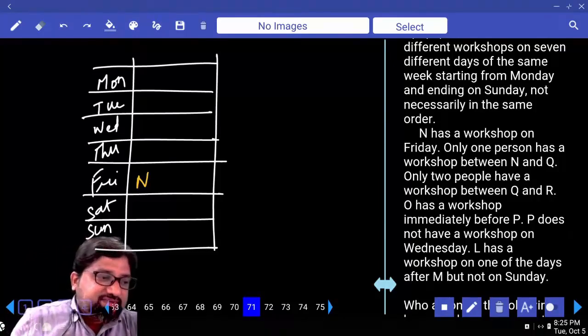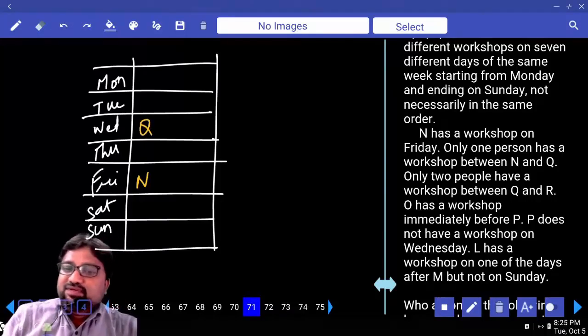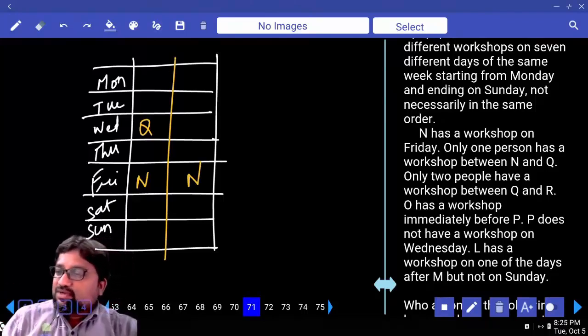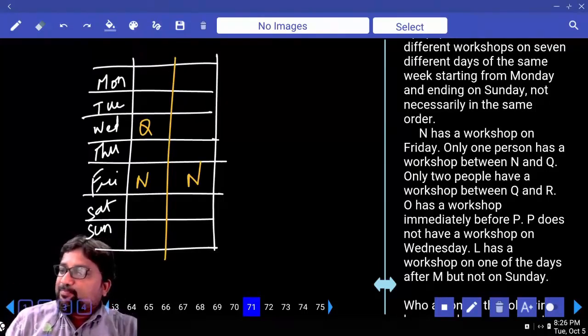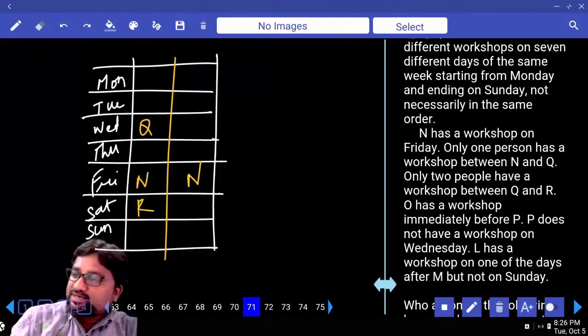Only 1 person sits between N and Q. I'll go with this case first. Only 1 person between N and Q. So what's the other possibility? N is on Friday. We will come back to it later. Only 1 person between N and Q. Only 2 people have a workshop between Q and R. Above Q it's not possible. Below Q, Q and R.